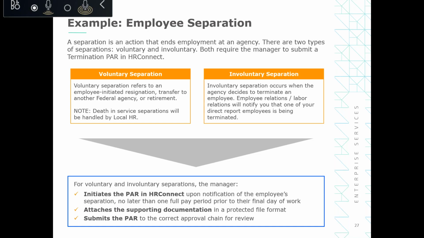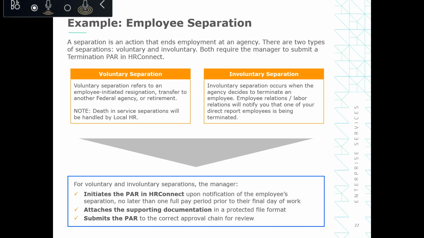You should initiate the PAR in HRConnect upon notification of the employee separation, attach the supporting documentation in a protected file format, as we talked about before, and submit the PAR to the correct approval chain for review.